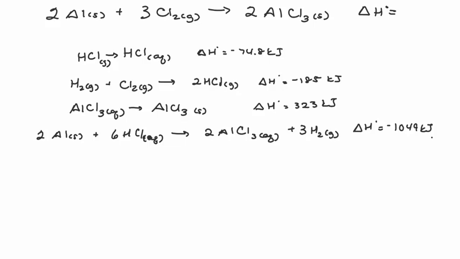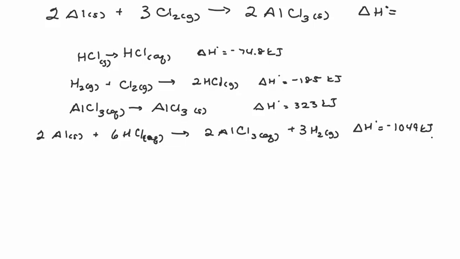solid aluminum chloride with a delta H value of positive 323 kilojoules. 2 moles of solid aluminum react with 6 moles of hydrochloric acid to form 2 moles of aluminum chloride aqueous and 3 moles of hydrogen gas. And that has a delta H naught of negative 149 kilojoules.